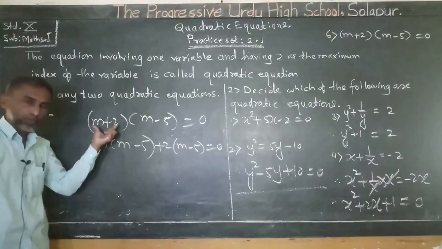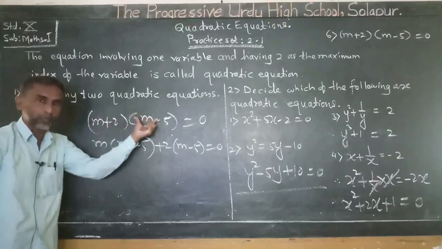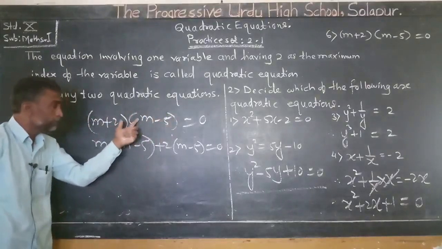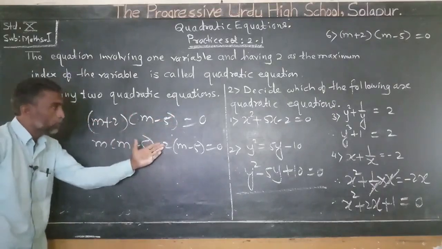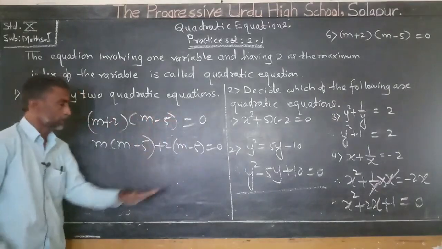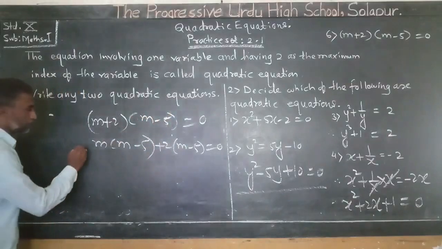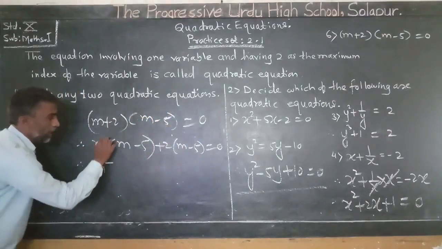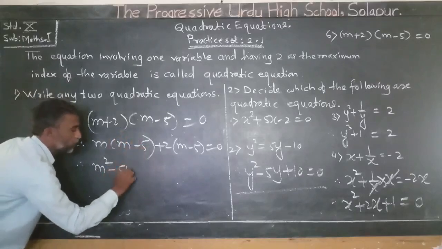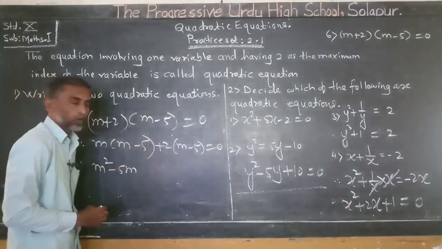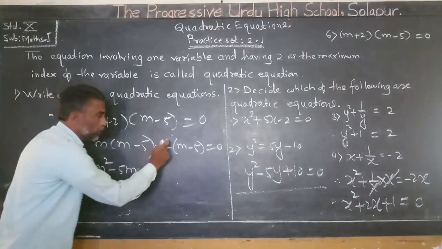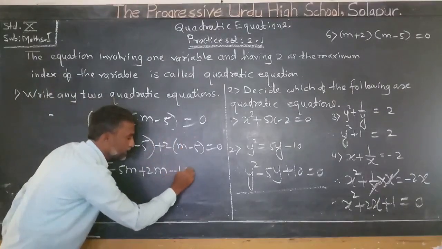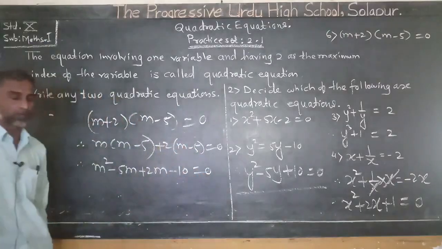As we are going to multiply binomial by binomial, first take the first term m and multiply the second whole bracket. Now take the second term plus 2, again multiply the second bracket. Now open the bracket by multiplying. Therefore, m into m is square, m into minus 5, minus 5m. Now open this bracket also by multiplying. 2 into m plus 2m, 2 into minus 5, minus 10 is equal to 0.